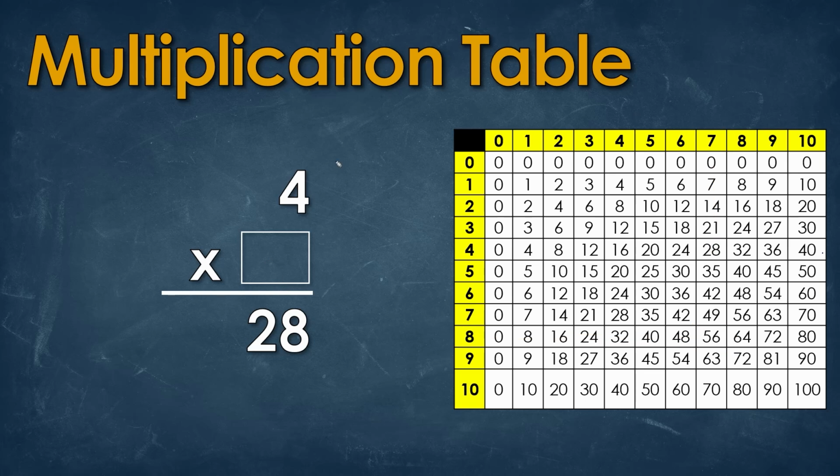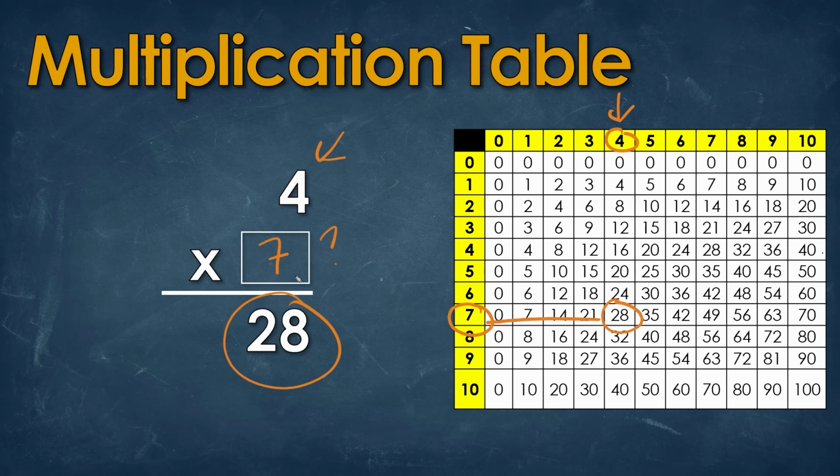Now let's try this example. So we know that we are taking 4, we're going to multiply it by something, and we're going to get 28. So if we know that we're multiplying by 4, we can take a look at the column for 4. We can work our way down until we find 28, which is right here. And let's work our way back, and we see that it is 7. So we can put 7 right here.